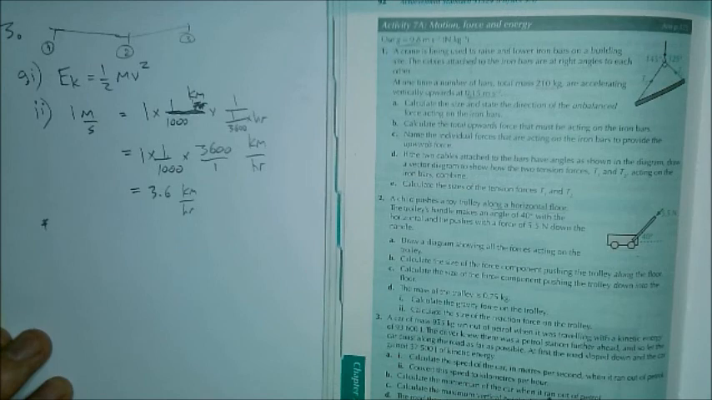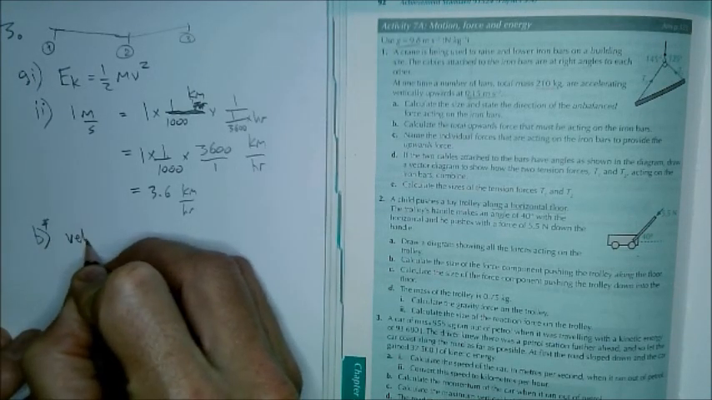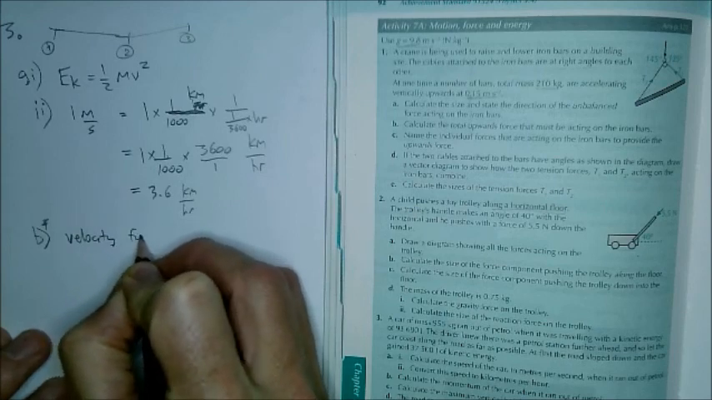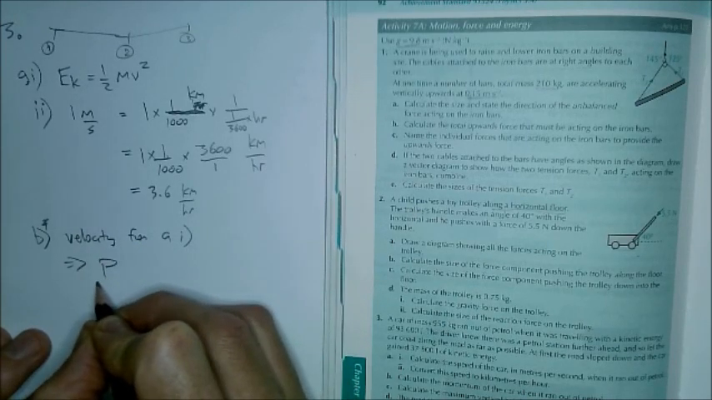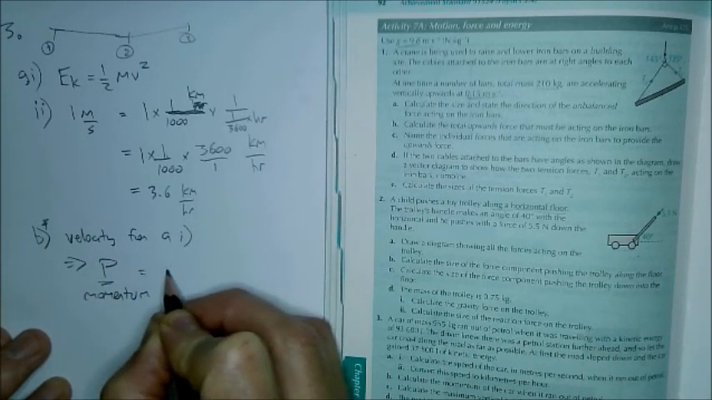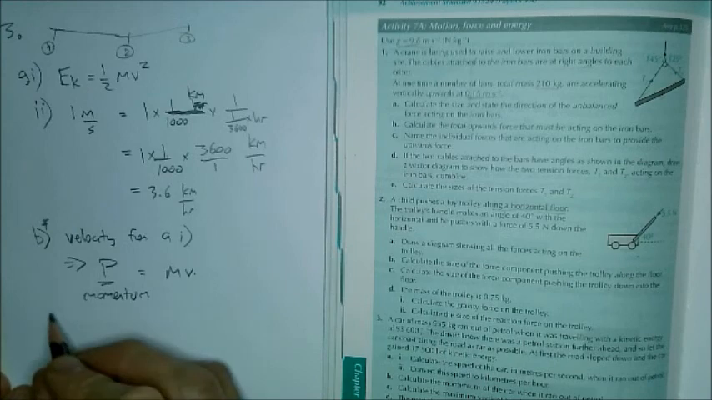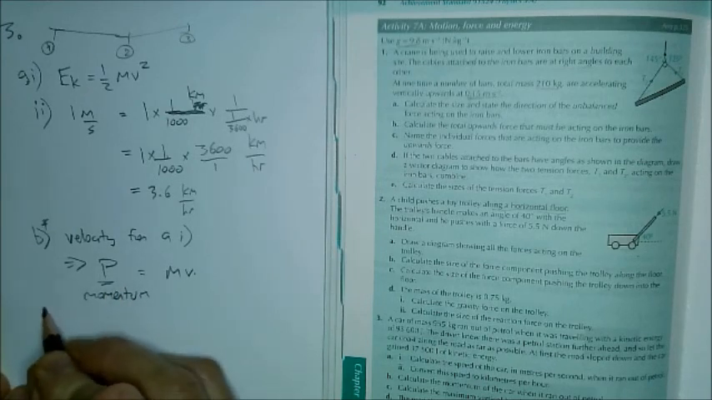Part B, calculate the momentum of the car when it ran out of petrol. Well, you've calculated the velocity. So you have velocity from A1. Therefore, just use P, which is momentum, equals mv. Momentum equals mass times velocity.